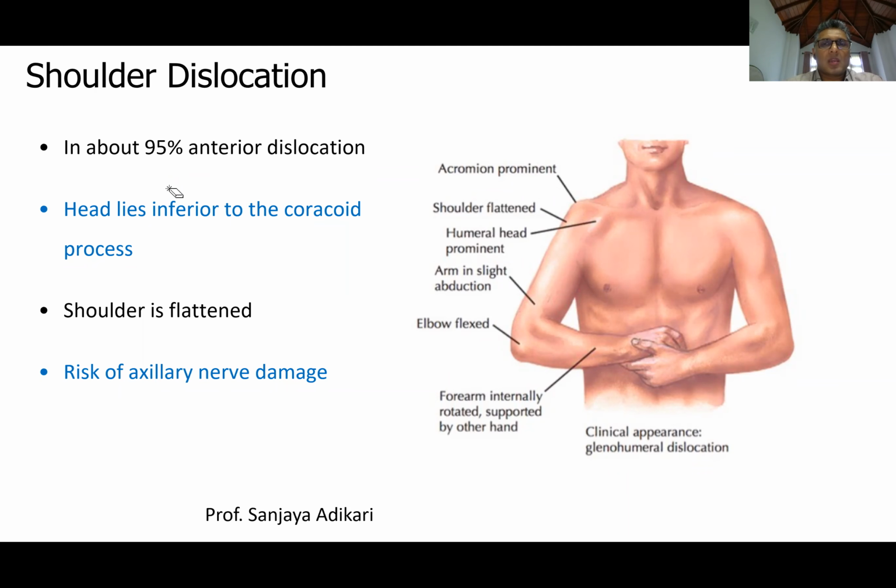With this dislocation, because of the movement downwards, it is possible to damage the axillary nerve, because the axillary nerve passes in relation to the posterior surface of the surgical neck of the humerus. When the bone moves down, the nerve can get trapped here and can get damaged. So axillary nerve damage is a risk.